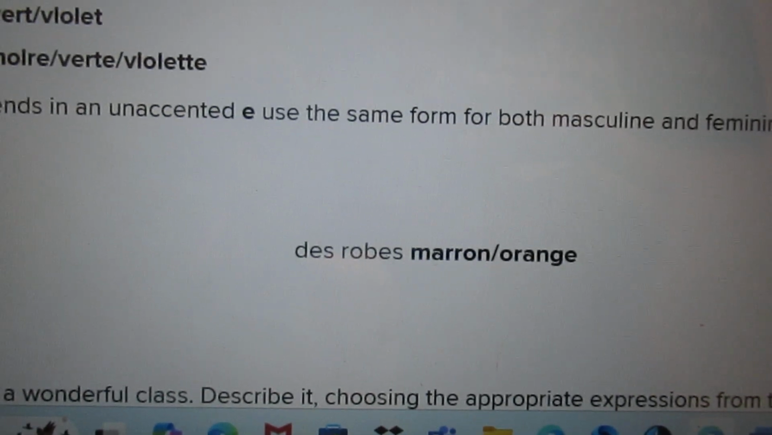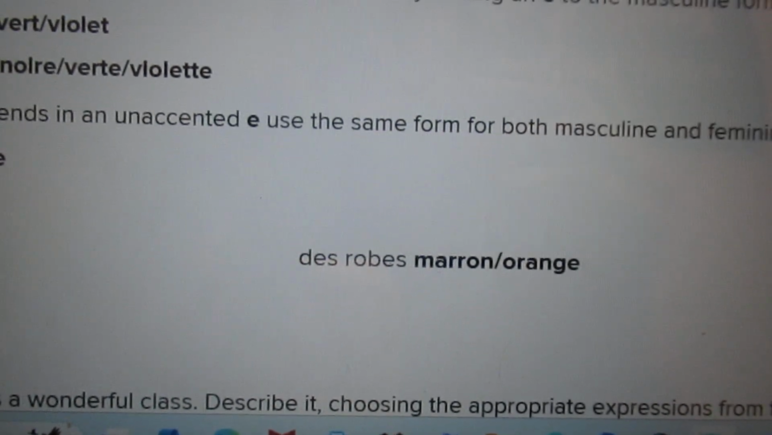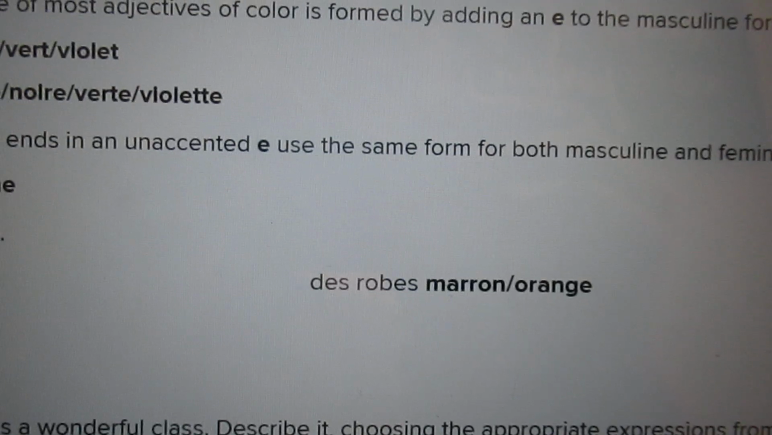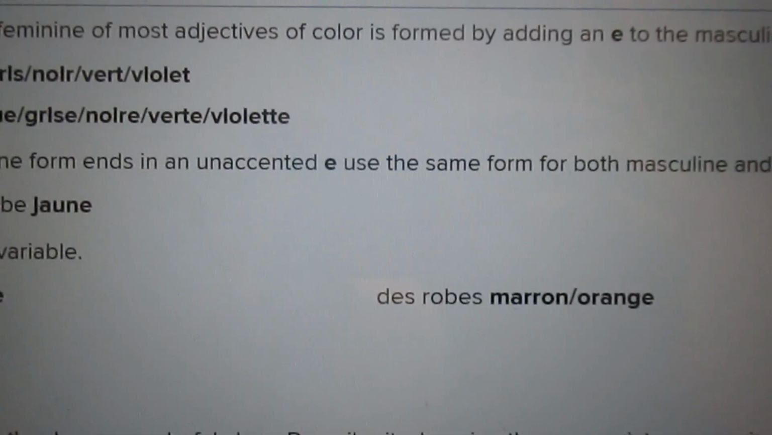So those are a couple of exceptions, and you'll really want to note those and study those, so when it comes to the test, you won't miss those.